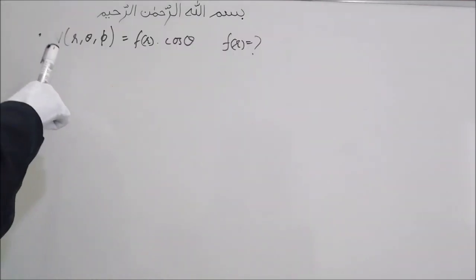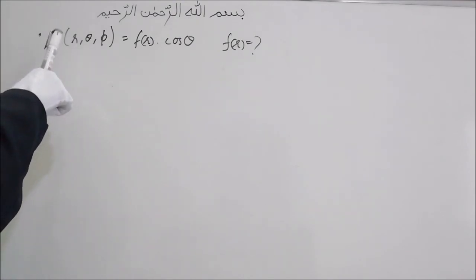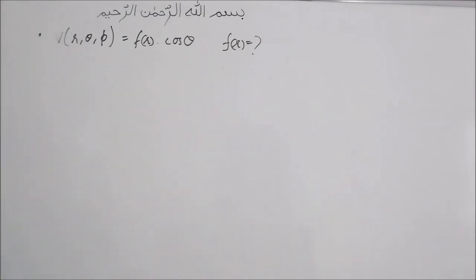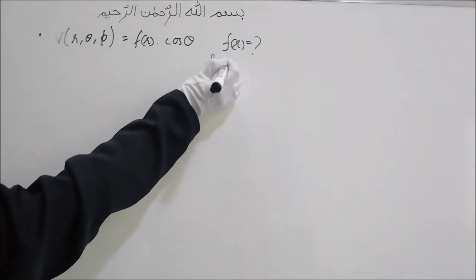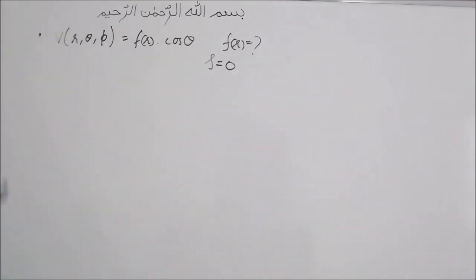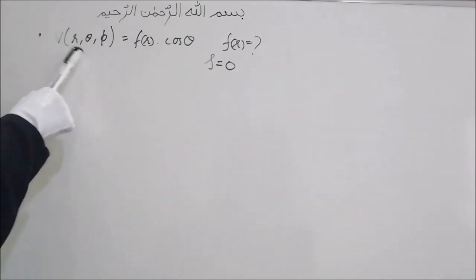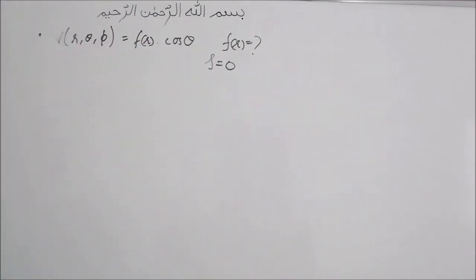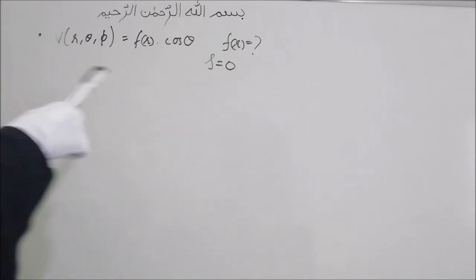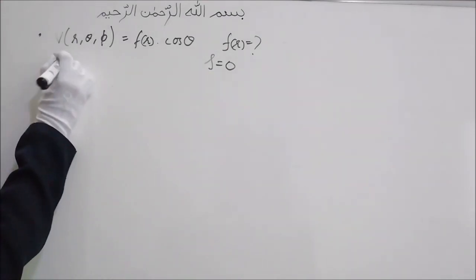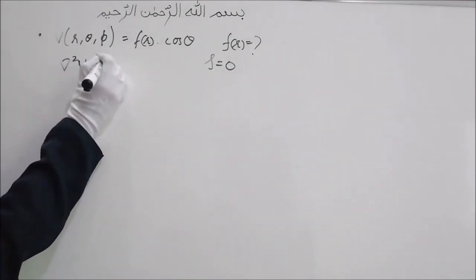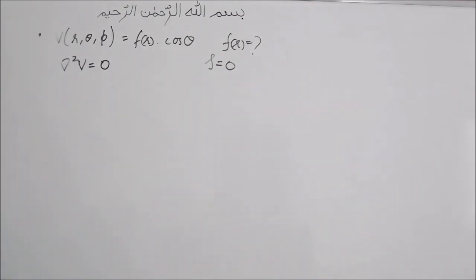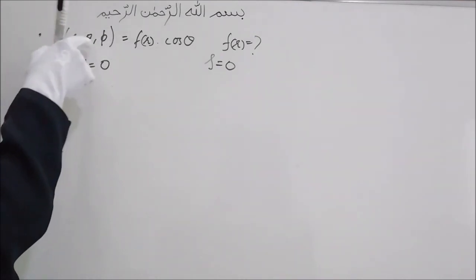We have a question here. If the electrostatic potential V of R, theta, phi in a charge free region, charge free region meaning charge density rho will be 0, has the form V of R, theta, phi equal to F of R into cos theta, we have to find what F of R will look like. Since charge density is 0, we can use the Laplace equation, which is del squared V equal to 0. What is del squared V in terms of R, theta, phi?